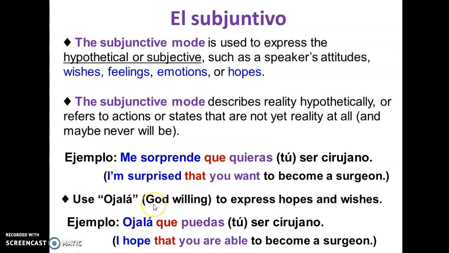Ojalá, the most perfect translation would be "God willing." So we use it to express hopes and wishes, like in the example before. Ojalá que puedas ser cirujano. So I hope that you are able to become a surgeon, right? God willing, in this case.